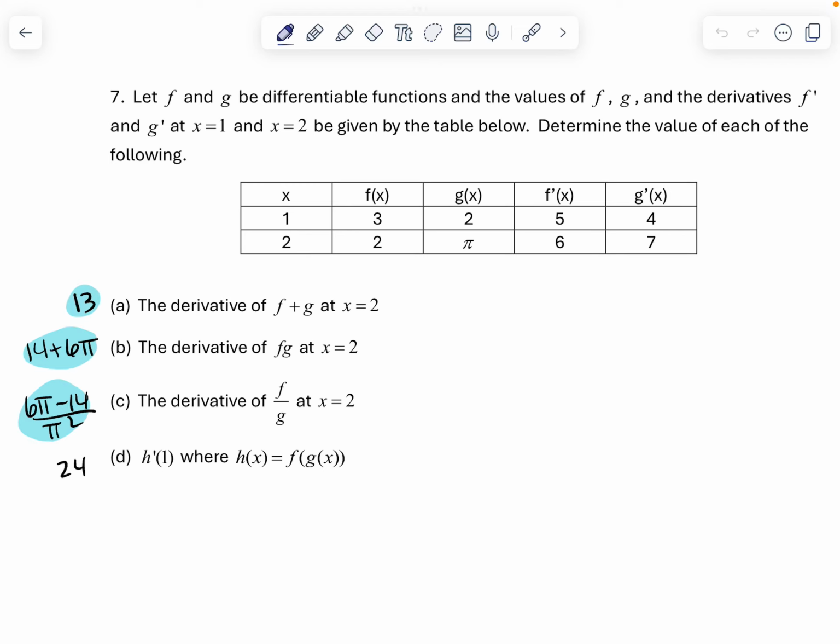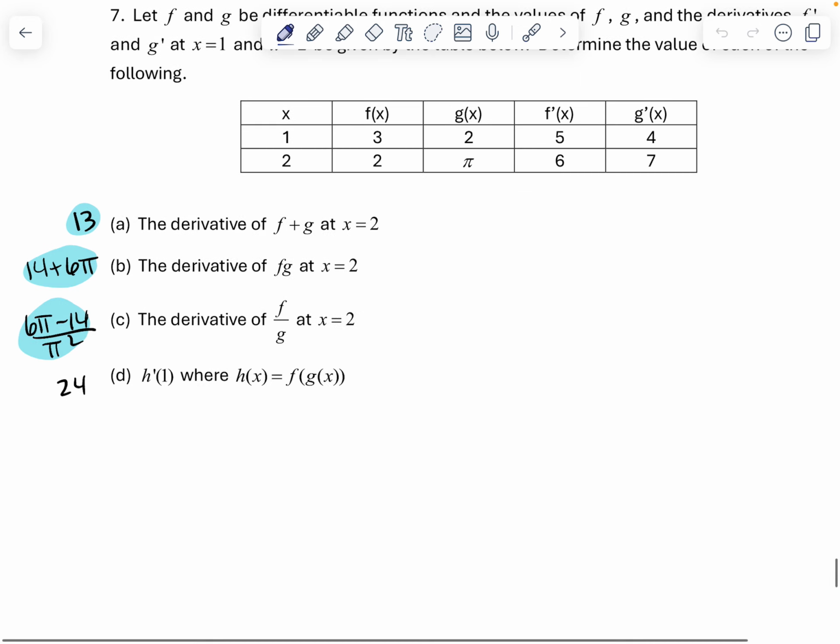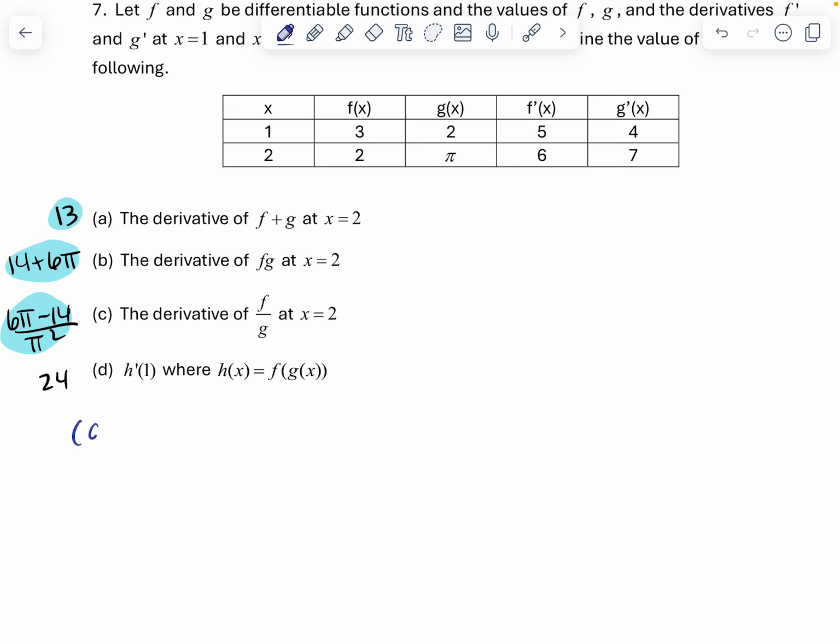All right, everyone, here's the last FRQ number 7. So again, this is one that's a little bit of review here. So I got for part A, the derivative of f plus g at x equals 2. So for part A, let's go ahead and take the derivative of f. The derivative of f is f prime, plus the derivative of g is g prime. But at x equals 2, it's going to be f prime of 2 plus g prime of 2.